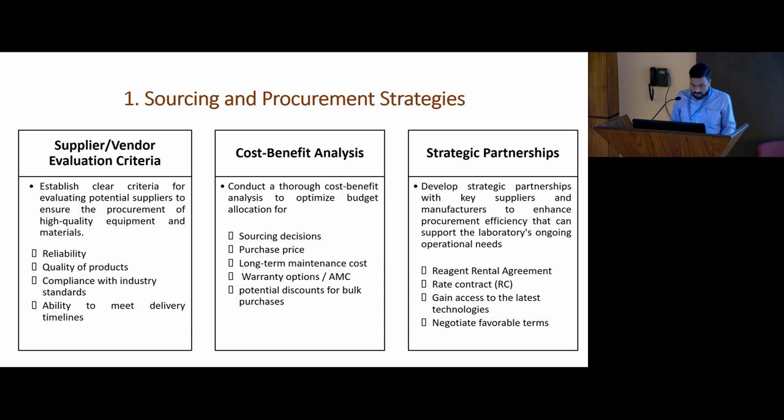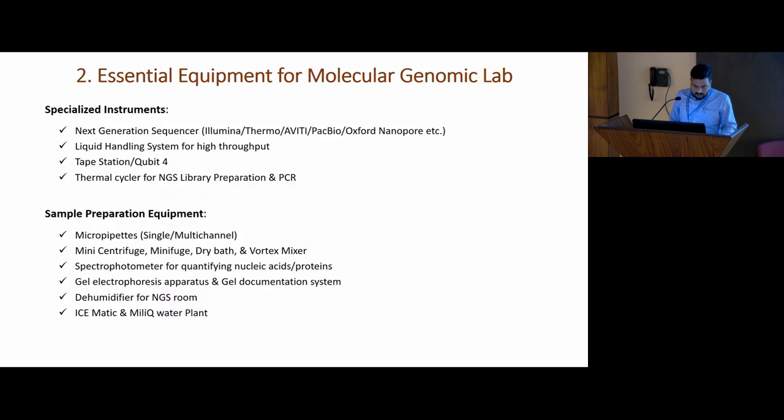Now this is a major part of the NGS laboratory setup, which is the essential equipment for molecular genomics. Depending on your need and infrastructure, the next generation sequencer, which includes Illumina, Thermo Fisher, Aviti and other NGS platforms, can be considered. These are high throughput sequencing instruments that are crucial for comprehensive genome analysis, allowing rapid sequencing of an entire genome and providing vast amounts of data for research and clinical considerations.